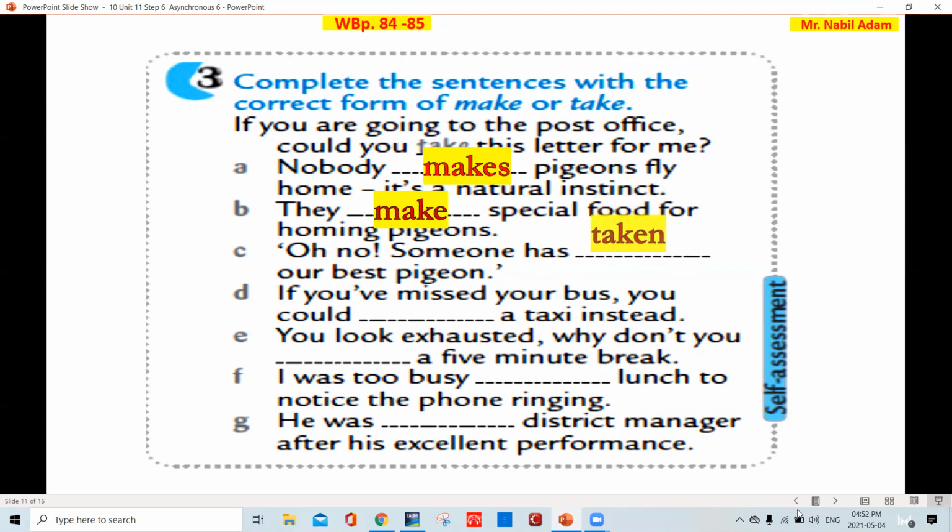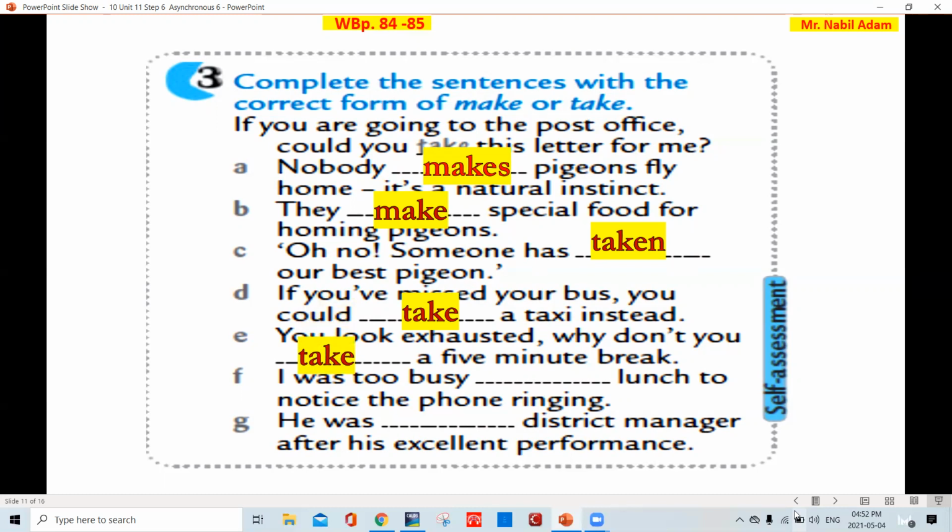Take, took, taken. If you've missed your bus, you could a taxi instead. You could take a taxi. Could plus infinitive. We don't change the verb here. You look exhausted. Why don't you a 5-minute break? Why don't you take a 5-minute break? Because we don't use the infinitive after it.